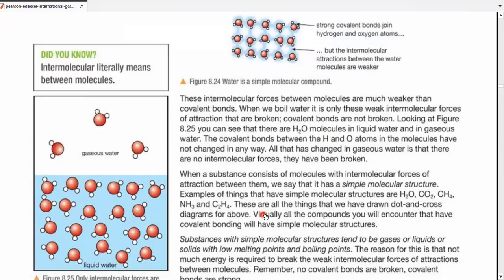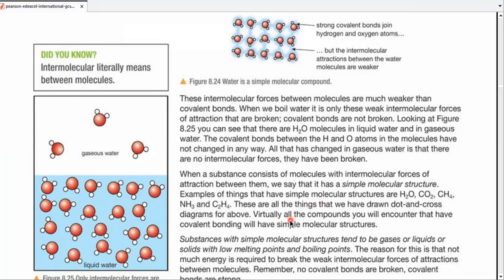Intermolecular forces between molecules are much weaker than covalent bonds. When we boil water, it is only these weak intermolecular forces of attraction that are broken. Covalent bonds are not broken. So whenever we convert liquid water into gaseous water, we break these intermolecular forces to allow the gas vapors to escape the liquid surface.